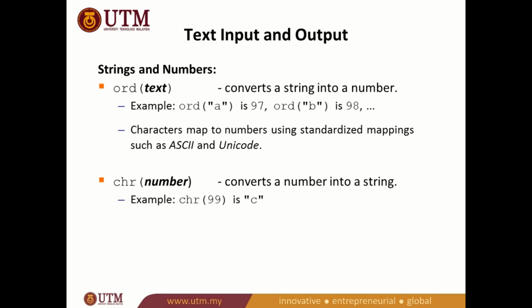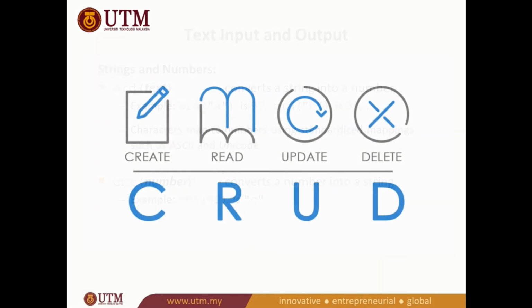Computers can only understand numbers, so an ASCII code is a numerical representation of a character, such as the letter A or a hash, and so on.